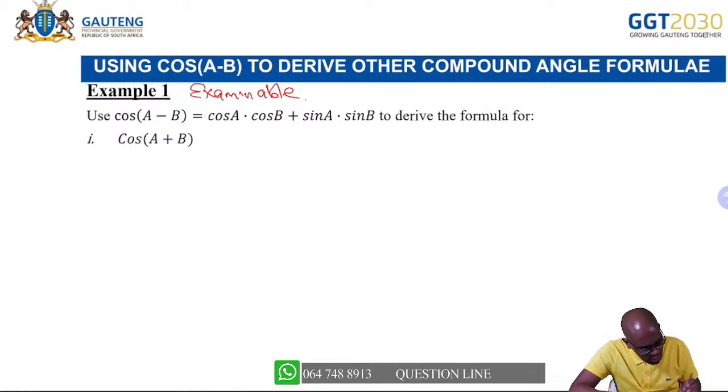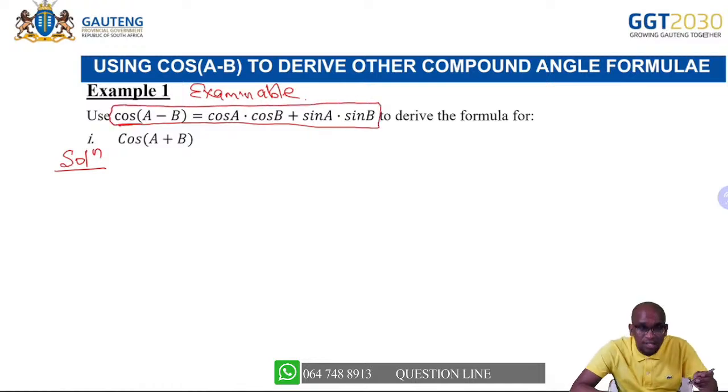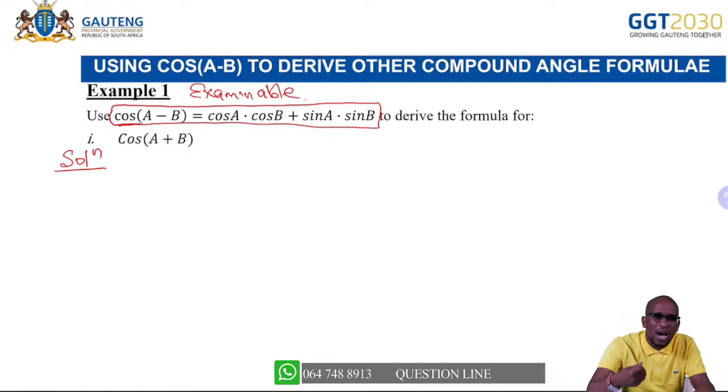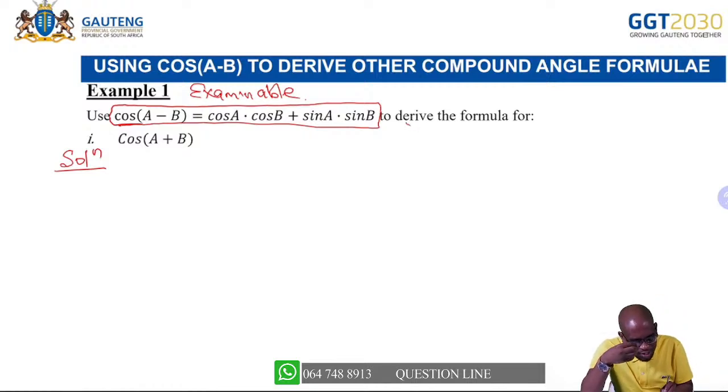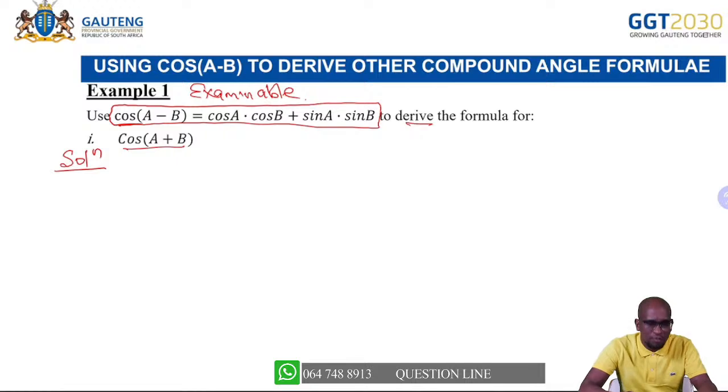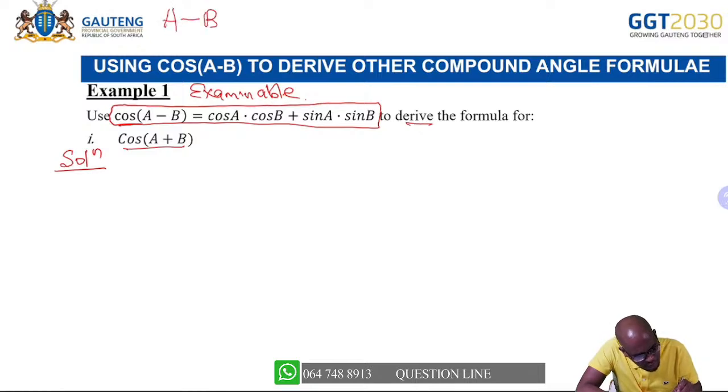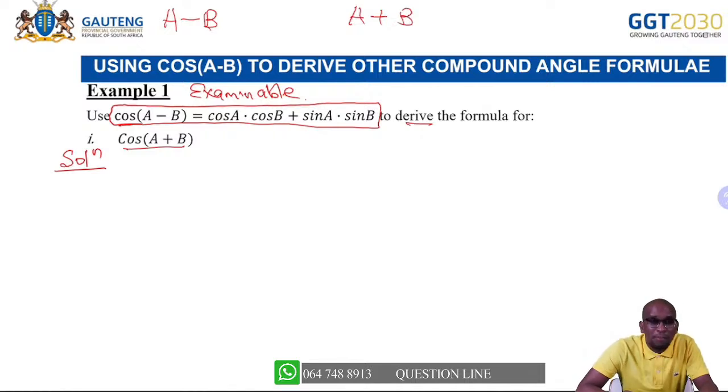Right, let's look at this one. The first one now, the solution. Let's look at what the question demands of us. The question says use the existing formula, the one that we derived, to derive a formula for the cosine of A plus B. So which means that we have to change this compound angle. The compound angle of the formula that we know is A minus B, but the compound angle of the formula that we need is A plus B.